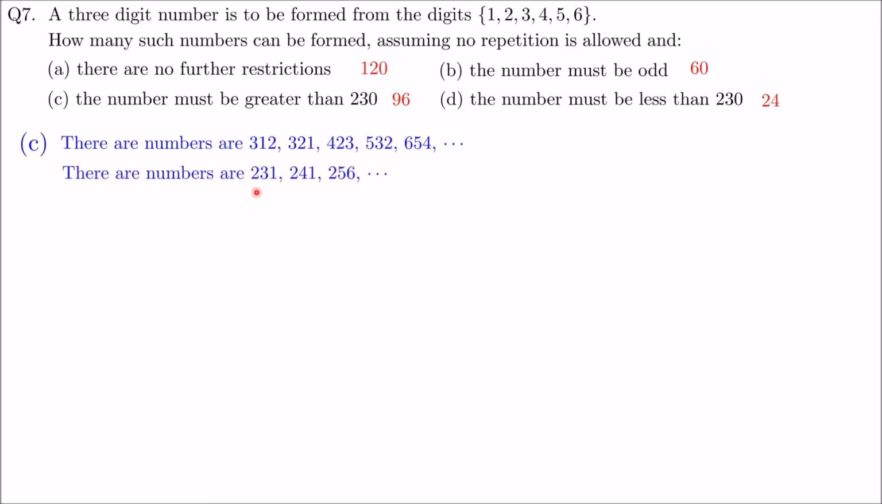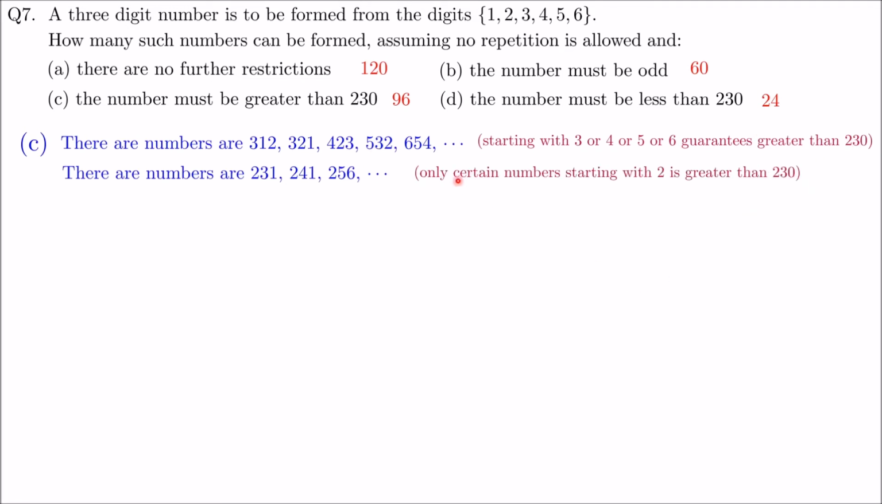And there are also numbers that start with 2, but not all of them, only the ones that go with at least 2, 3, right? So you can't go with 2, 1, that would be lower than 230. Basically these 2 categories: if you start with 3, 4, 5 or 6, this guarantees you're greater. And only certain numbers starting with 2 will work.